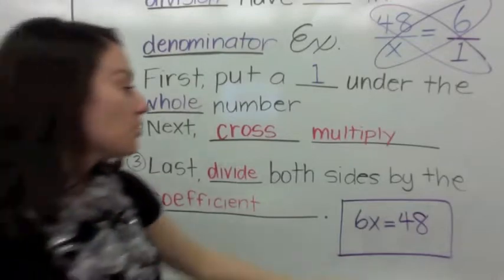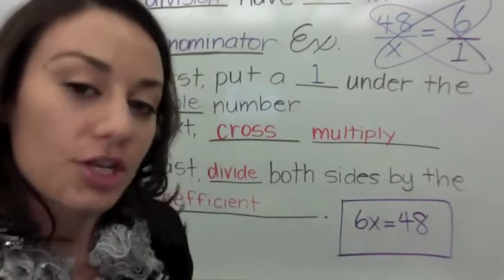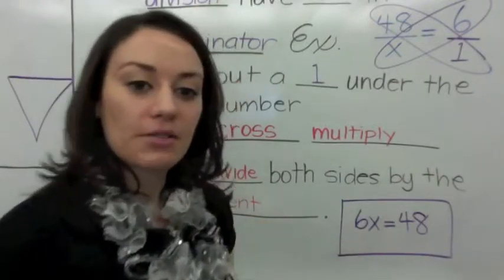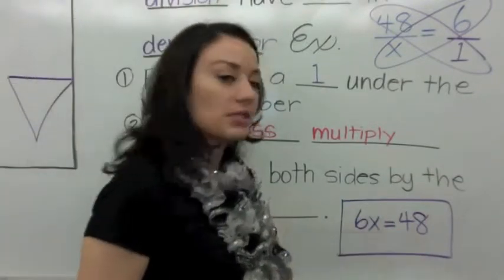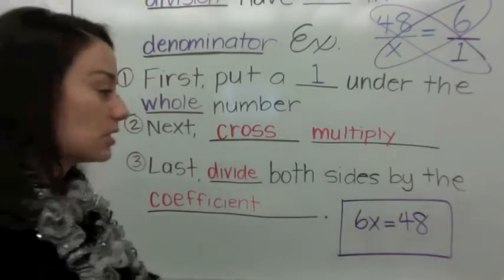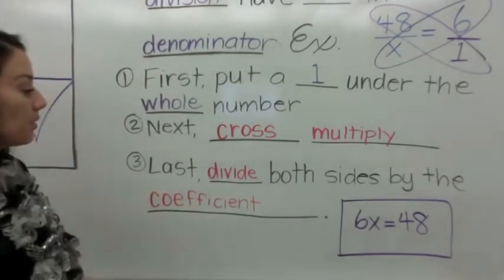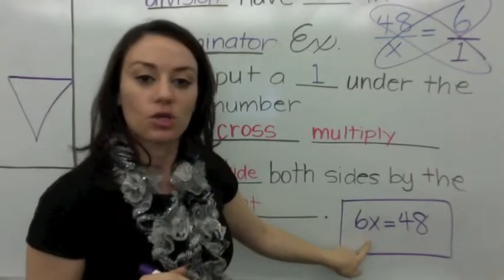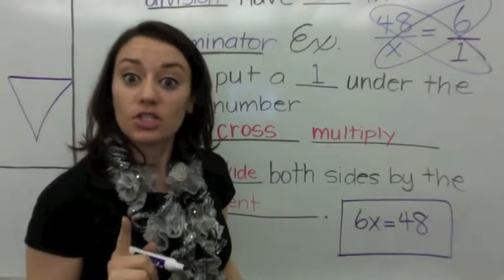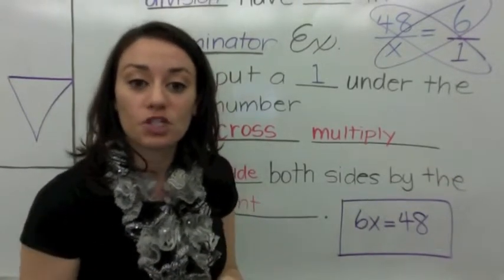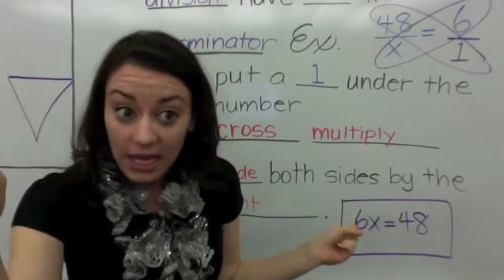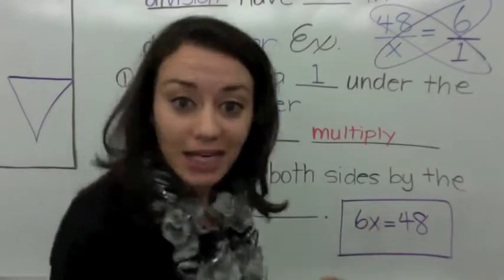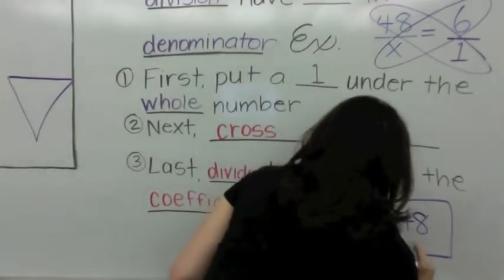So then you get this multiplication equation. What do you have to do now to get x by itself? It's asking what number times 6 is 48. Last, you're going to divide both sides by the coefficient. What's the coefficient? The coefficient is the number that's touching x. What are you going to divide by? Divide both sides by 6. Yes, that's right.